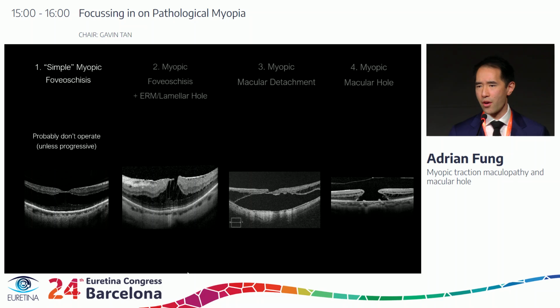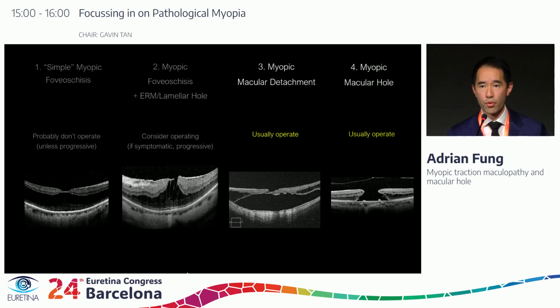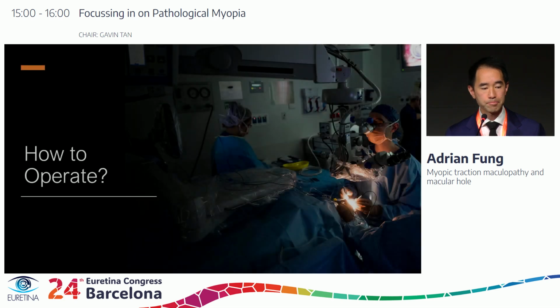So this is our current thoughts about when we should operate. For most patients with simple myopic foveoschisis, we probably don't operate on these unless it is progressive. Those which have an associated epiretinal membrane, we might consider operating on them, particularly if they're symptomatic and if they're progressive. And patients with myopic macular detachments or myopic macular holes, we usually will operate on these patients.